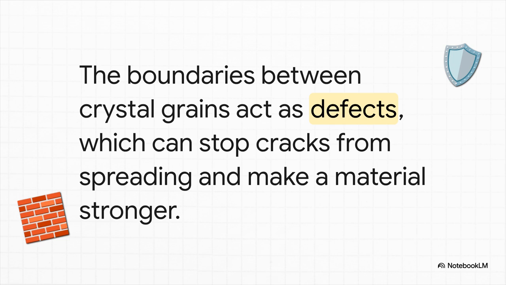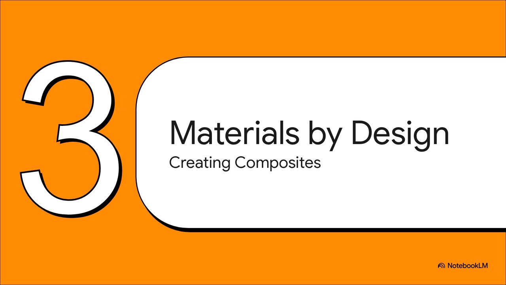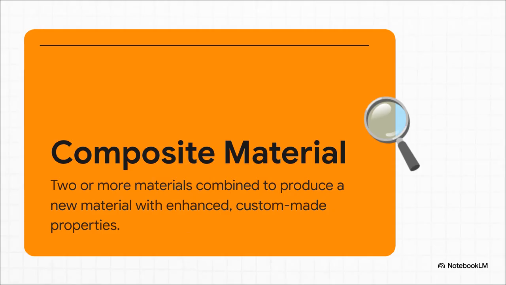So, we've got our building blocks, the atoms and their bonds. We've got our blueprints, the crystal structures and their defects. Now comes the really fun part, putting it all together to engineer some truly revolutionary new materials. This is where we get into composite materials. The classic example everyone knows is steel rebar inside concrete, right? Well, the principle is exactly the same for these advanced composites. You take two or more totally different materials and you combine them to create a hybrid that has the best properties of both.